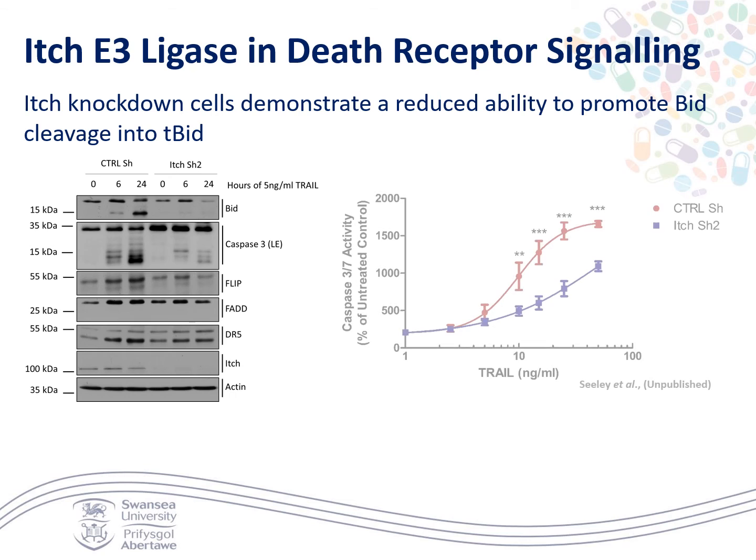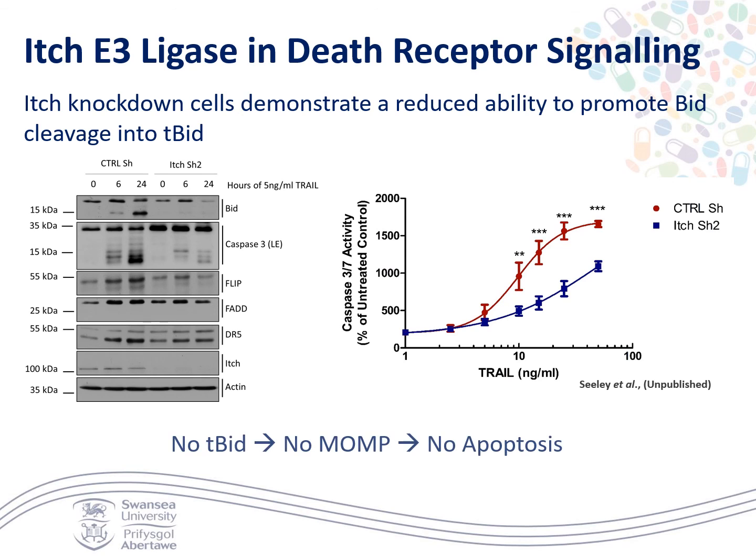Moreover, if we look at caspase 3/7 activity, we can see a marked reduction in ITCH knockdown cells in response to TRAIL stimulation. Essentially, these cells are no longer able to activate downstream caspases, such as caspase 3 and 7, because we have reduced activation of DR5 at the cell membrane. As a result, if we have no tBID, you have no mitochondrial outer membrane permeability and a reduction to no apoptosis of those cells.